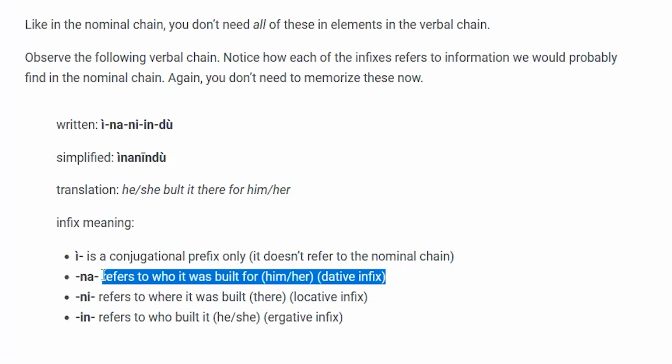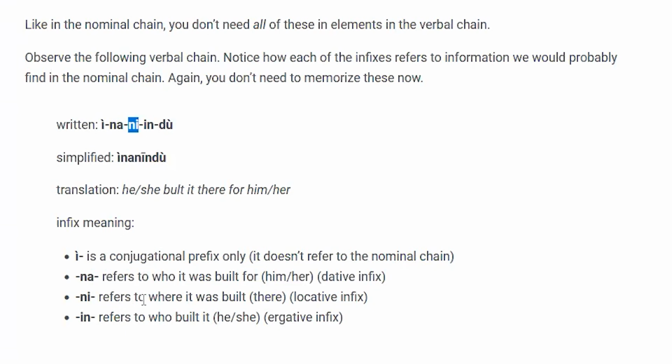So this is the dative infix. This ni refers to where this was built. Was it built in the city, in the country, in a foreign land, in the mountains, wherever it was built? This is what it's telling us. It was built there, somewhere else. This in refers to who built it. As you can see, it's the agent. It's right before the main root word, which is du3.